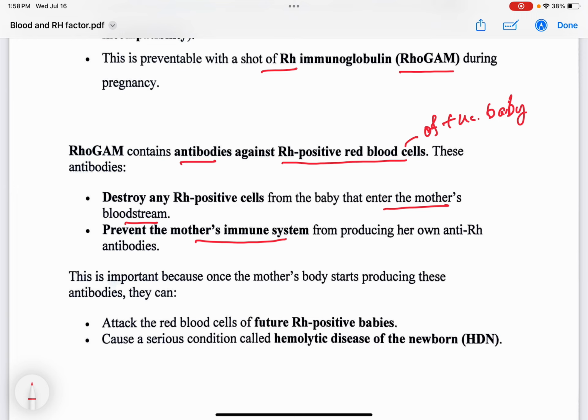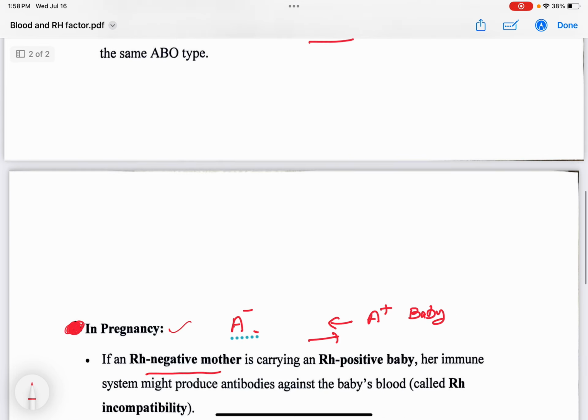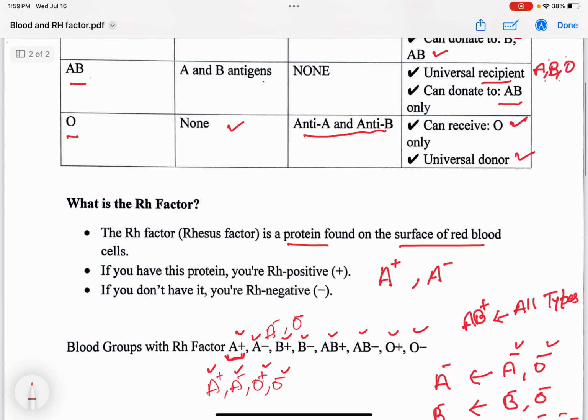Because if she creates antibodies for these A positive red blood cells, those antibodies would remember these red blood cells for future babies. So when future babies are produced, those antibodies would attack the future Rh positive babies, and that would cause a lot of problems and serious conditions like this. So that's it from my lecture on ABO group and Rh factor, how transfusion works and how it affects pregnancy.